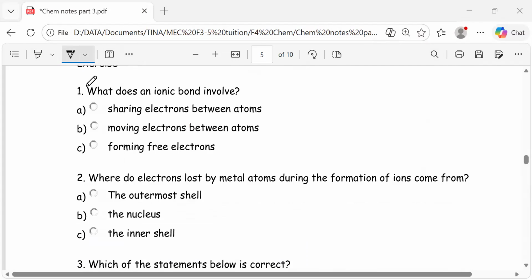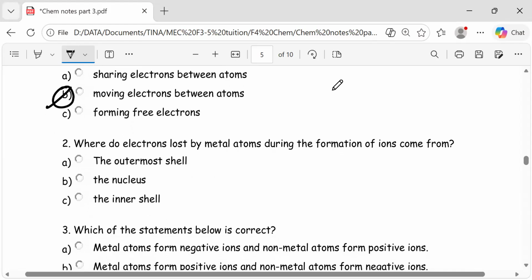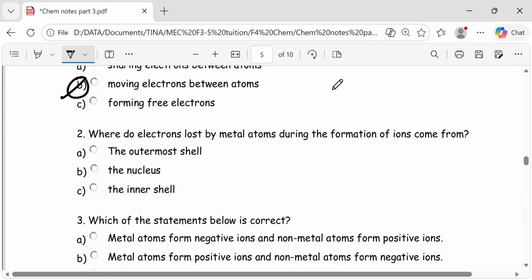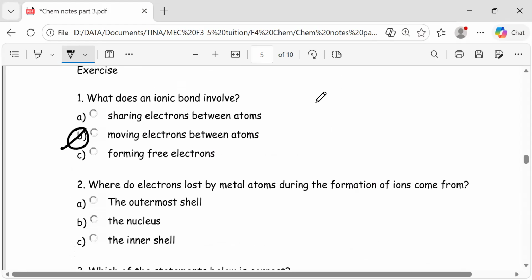What does the ionic bond involve? ABC. Think again. B, how to share? They're not sharing. I give you, you take. How is it share? No, sharing is covalent. Literally, I told you the positive, I give you. I give you.